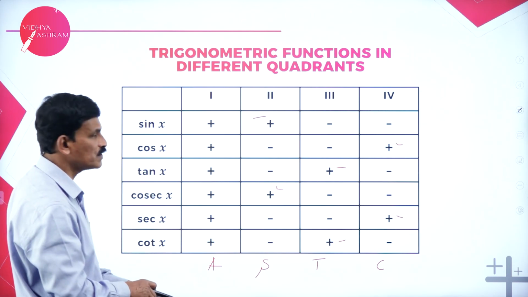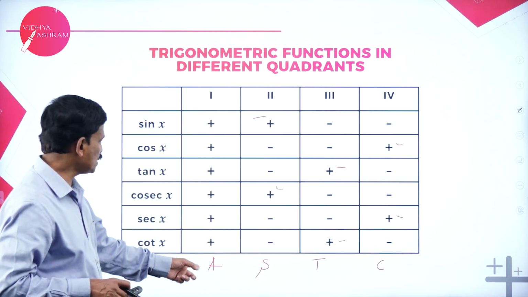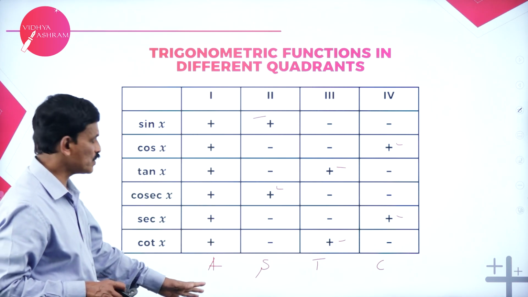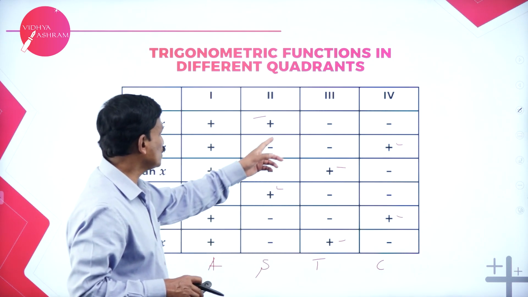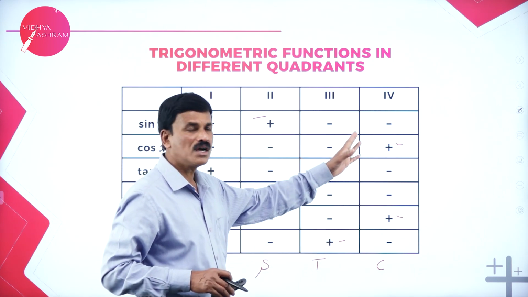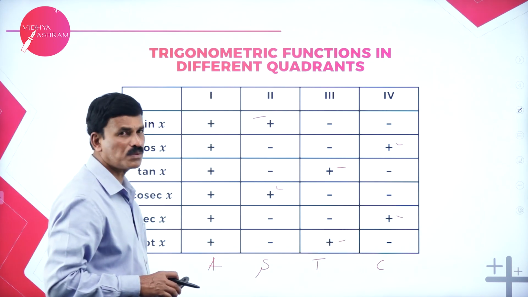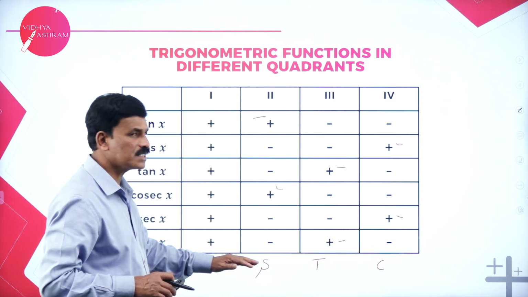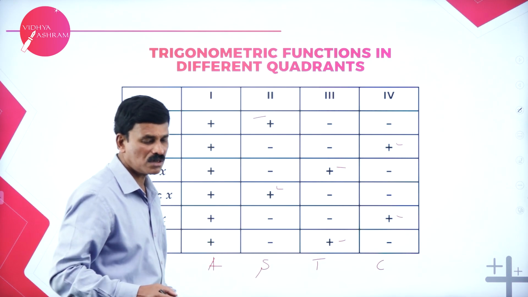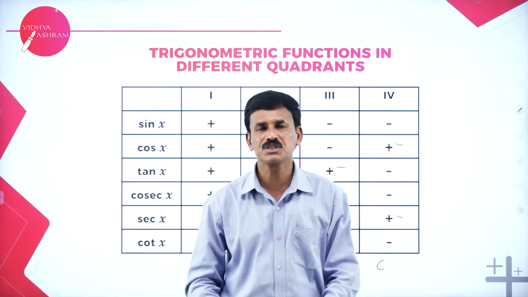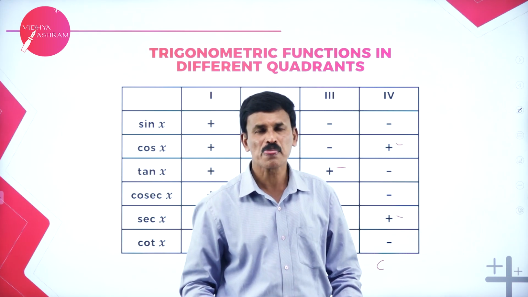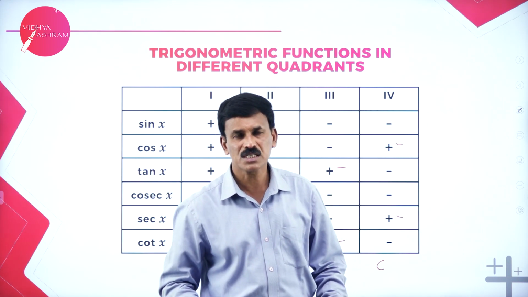So in general, in the first quadrant all trigonometrical ratios are positive, in the second quadrant only sine is positive, in the third quadrant tan is positive, and in the fourth quadrant cos is positive. That is why it is A, S, T, C. A simple way to remember is: all students take coffee, all silver teacups. That we will discuss in the next class, no problem.